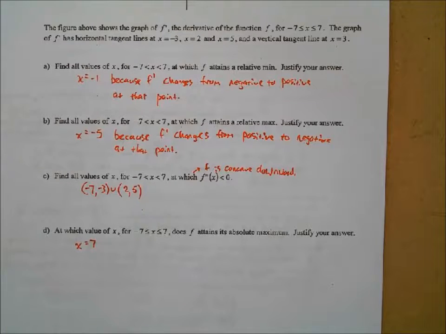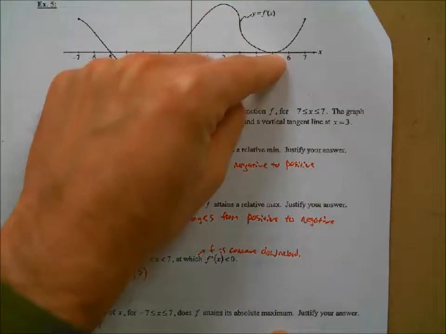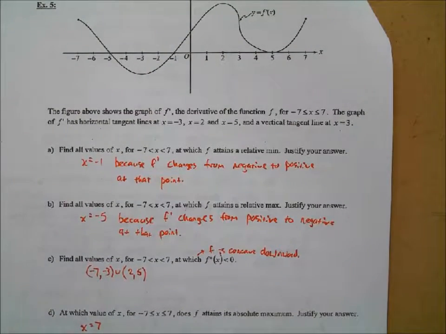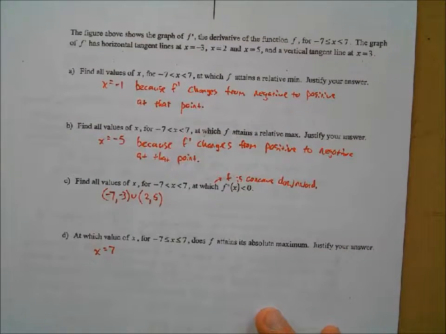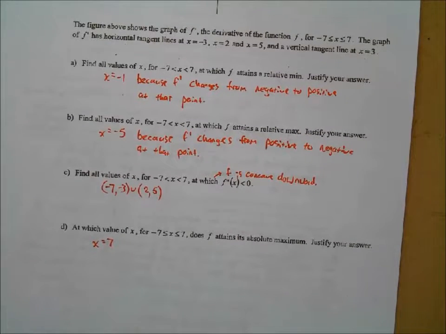F is concave downward and f prime prime is less than 0. When is f prime prime less than 0? When f prime is decreasing. Okay? So perhaps the most difficult analysis to do is when you're given the graph of f prime and asked to figure out when f is concave downward, just because there's more leaps in reasoning that you have to take.